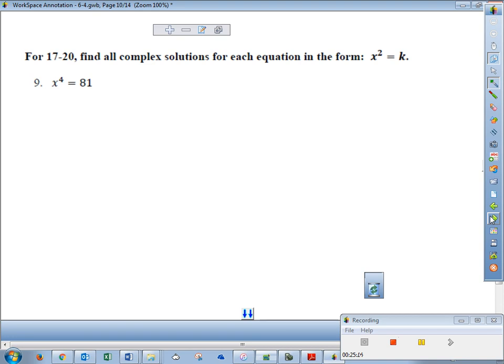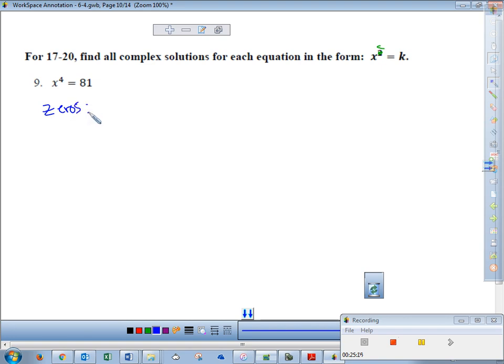Cool. A couple more. It says find all complex solutions for the equation in the form x squared equals k. I think that should be x to some variable, like x to the a. I think that's a typo right there. What's the degree on this? 4. So you know how many zeros you'll have. You should have 4 zeros.